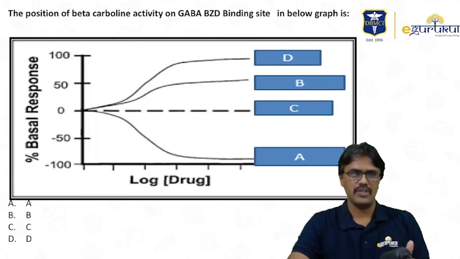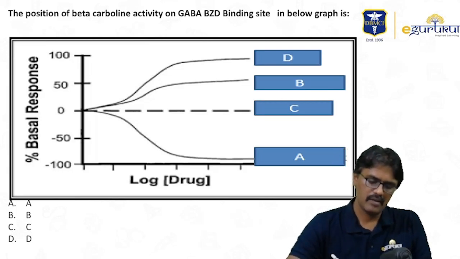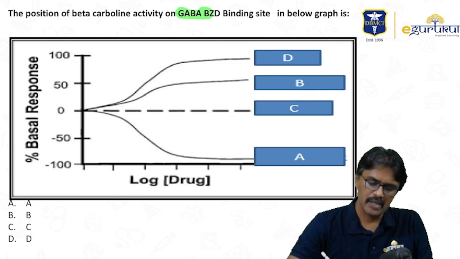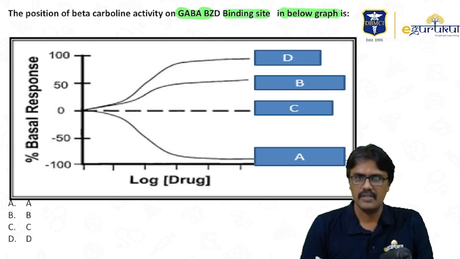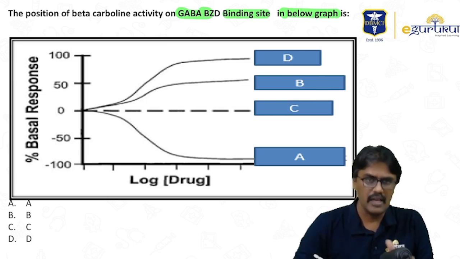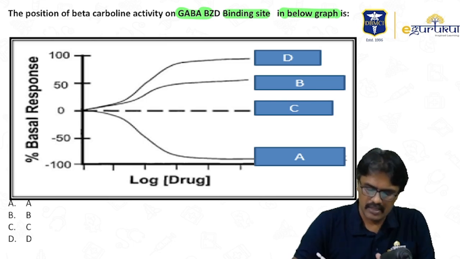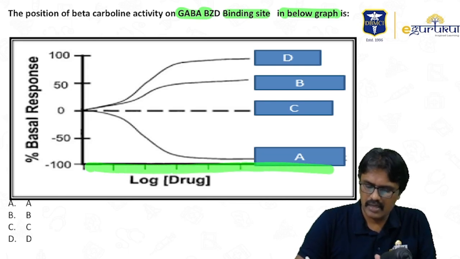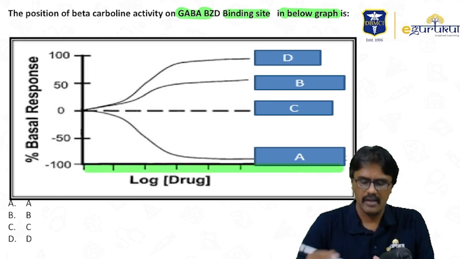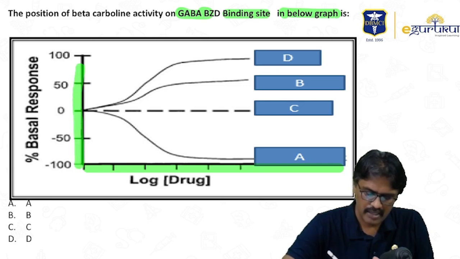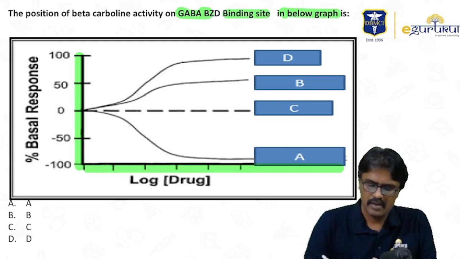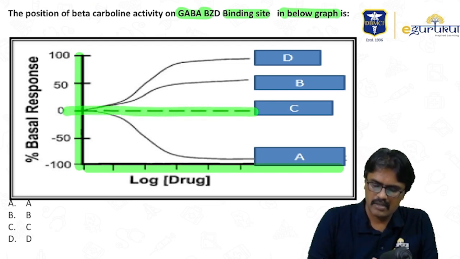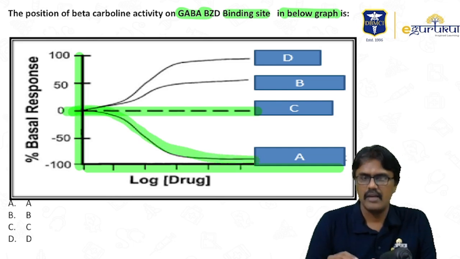Now one more graph question. The position of beta carboline on GABA benzodiazepine binding site in the below graph is. So what is the position of this? Now what is the graph? Any graph if you want to analyze, see what is there in the x-axis. You can see that there is drug, and in y-axis you can see the response. So it is a dose response curve, and you can see there is only zero response at C, and you can see that there is minus 100 response in A.